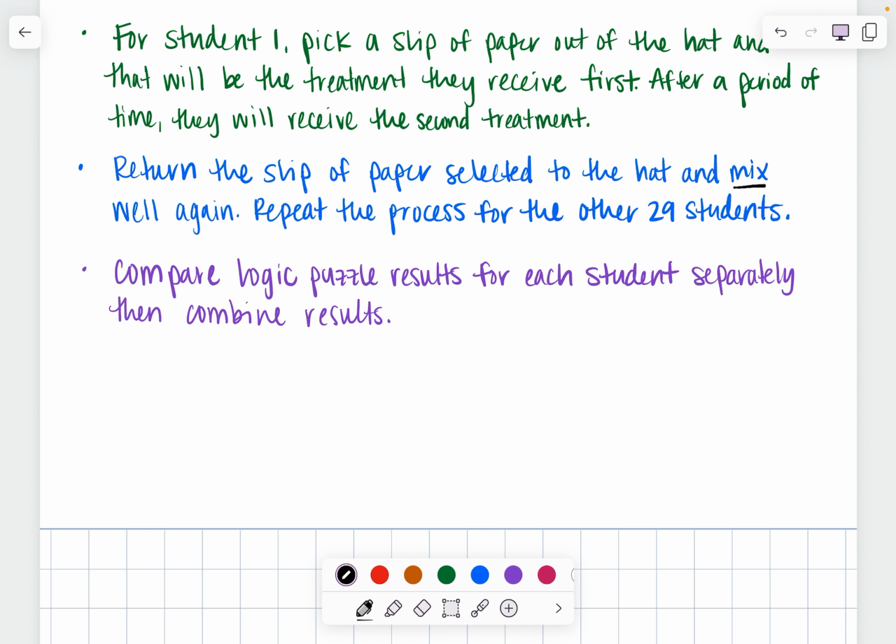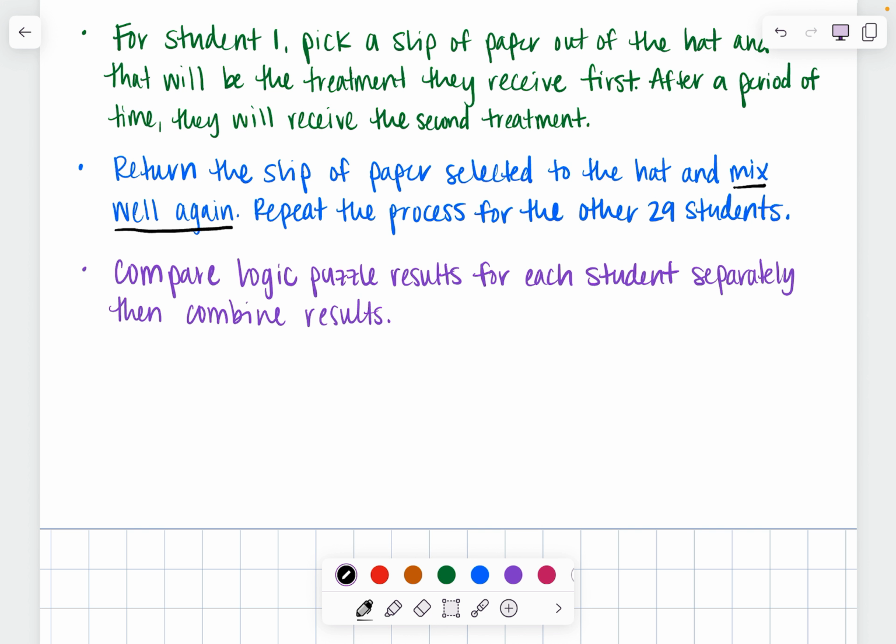This is me being the person who graded these and had to give people partial credit despite their answer being perfect, other than the fact that they did not say mix well. And everything else was great. They just didn't say mix well, and College Board said, nope, partial credit. So if you are choosing the hat method, don't forget to say that you are mixing well between your selections. Repeat the process for the other 29 students.